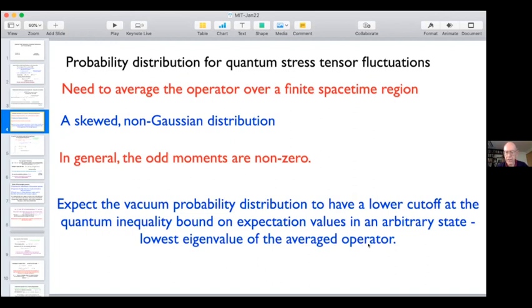Because there we're dealing with something like energy density, which in classical physics is non-negative. But in quantum physics it can become negative, slightly negative. But there still are lower bounds on the eigenvalues that it can have. And that's essentially what a quantum inequality bound is: the lowest eigenvalue of an operator is both the lowest value you can find in a measurement in any quantum state, but it's also the smallest expectation value that you can find in any state.